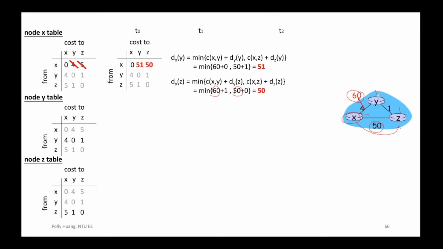And then from y, what is the shortest distance to z? Shortest distance from y to z, that would be y to z being 1. And then the second neighbor, from z's perspective, to go from z to z, shortest distance from z to z is 0 here. 61 compared to 50, so we pick 50 as the shortest distance from x to z.